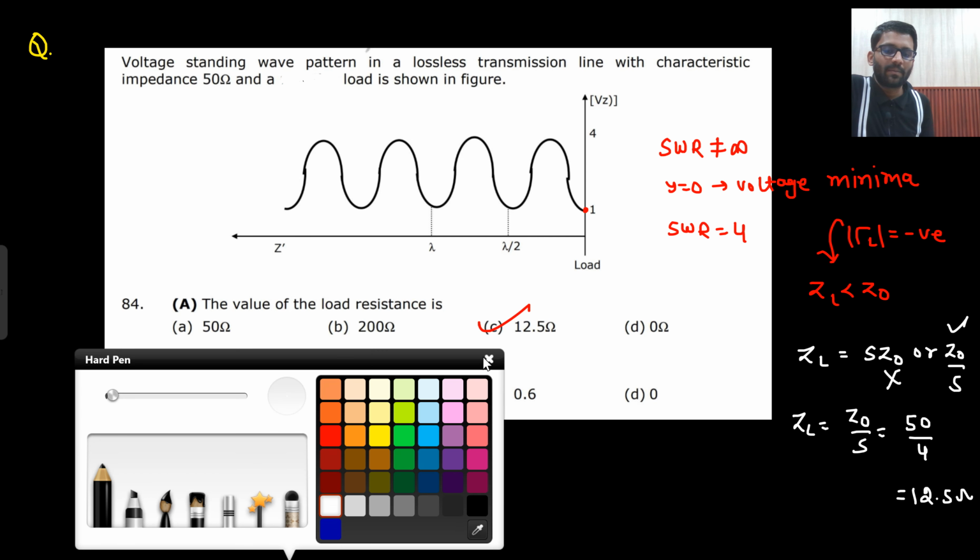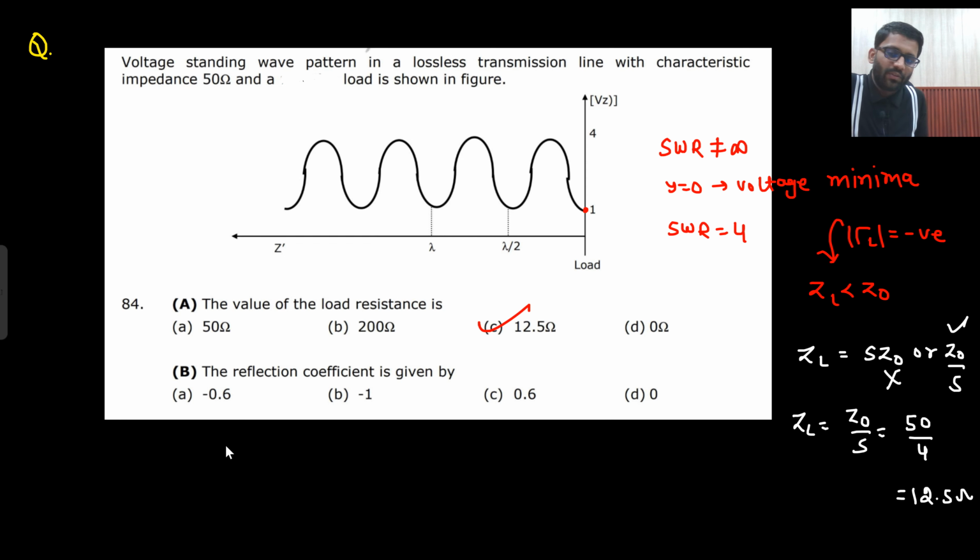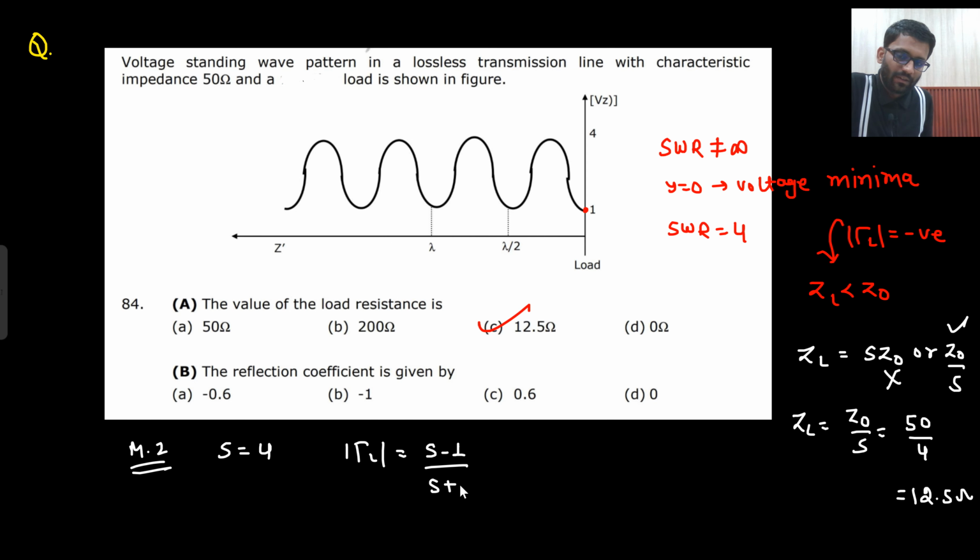Or there could be another method. What could be the other method? The standing wave ratio is given, that is 4. So from here I can get mode of gamma L. This is your method 2. Mode of gamma L is S minus 1 upon S plus 1, so that would be 4 minus 1 upon 4 plus 1, 3 by 5, or you can say 0.6. So mode of gamma L is equal to 0.6.